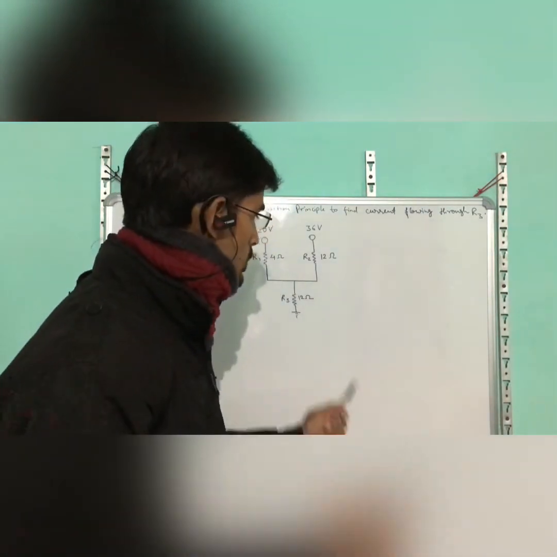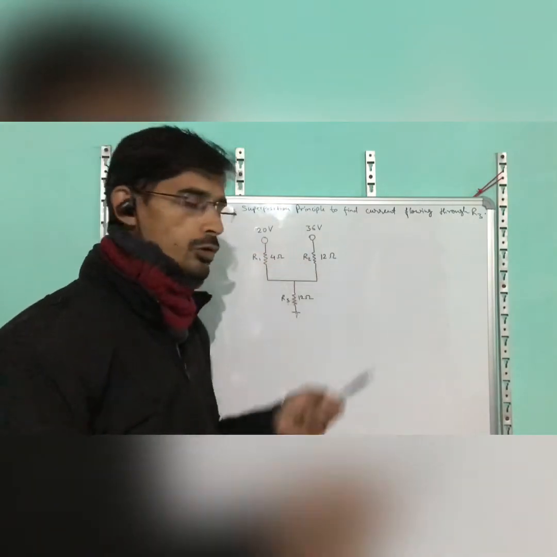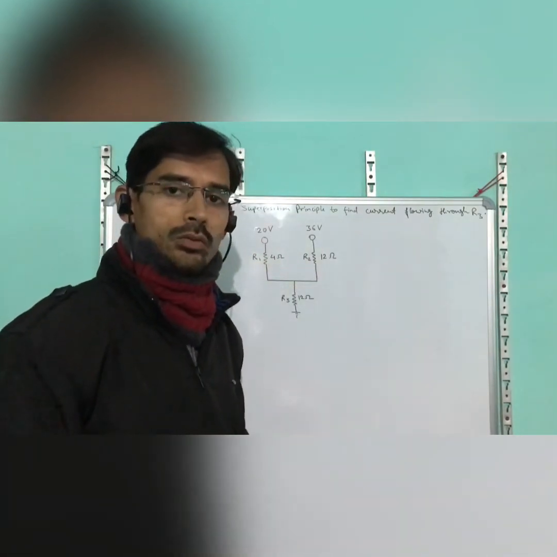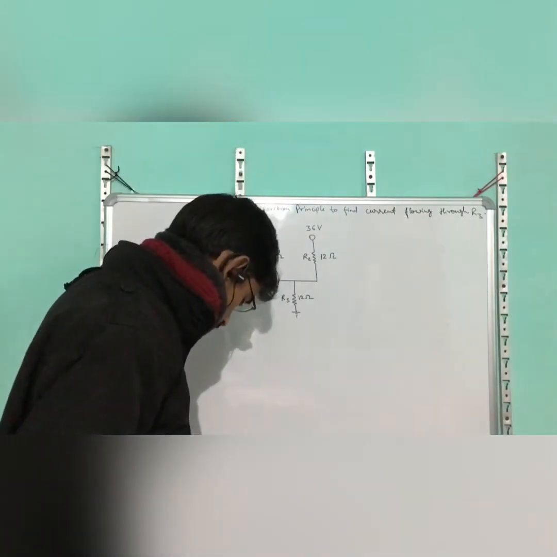As you can see on this screen, this is a circuit, and we are asked that using the superposition principle or theorem, we have to find the current flowing through this resistor R3.